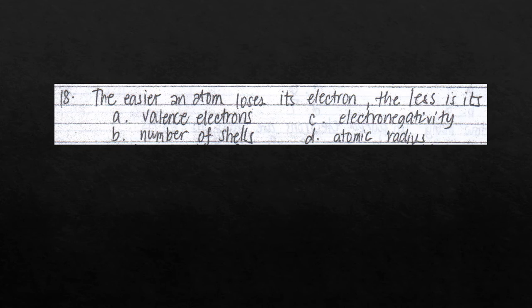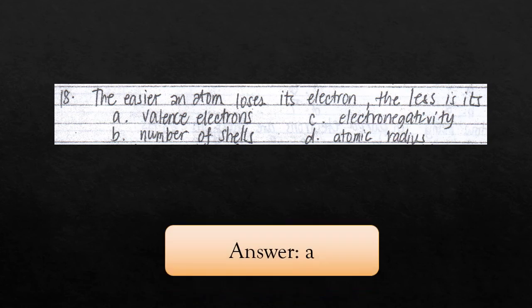Number 18. The easier an atom loses its electron, the less is its A. Valence electrons, B. Number of shells, C. Electronegativity, or D. Atomic radius? Now the answer is letter A, valence electrons.